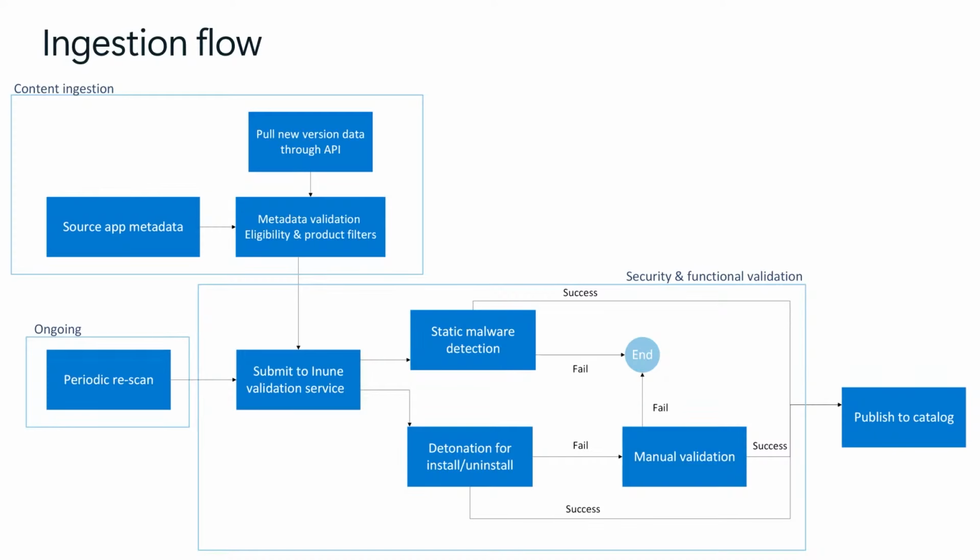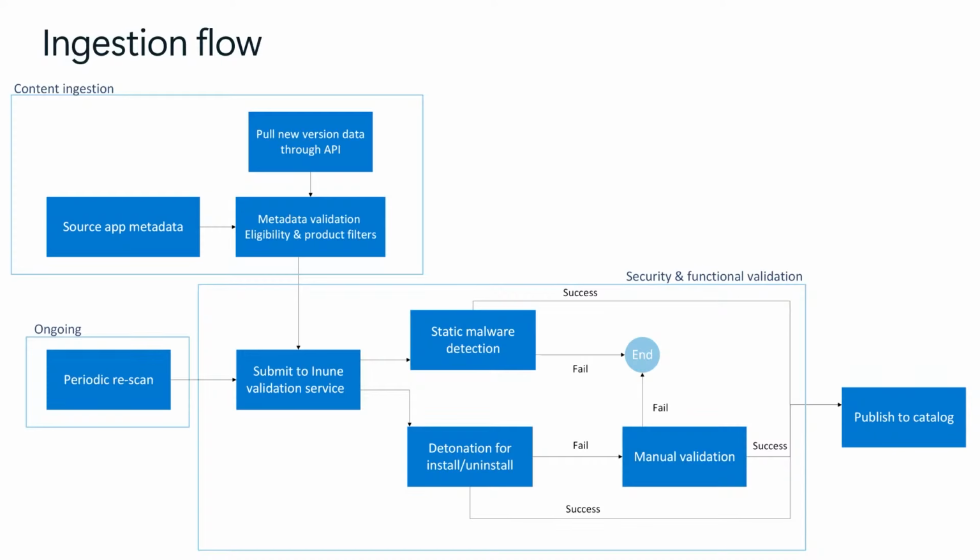Now that an app has been published to the catalog, we need to continue to keep it secure and up to date. The update check happens upstream, where we receive metadata for a new version released. And once that new metadata is received, we process it the exact same way as initial ingestion.